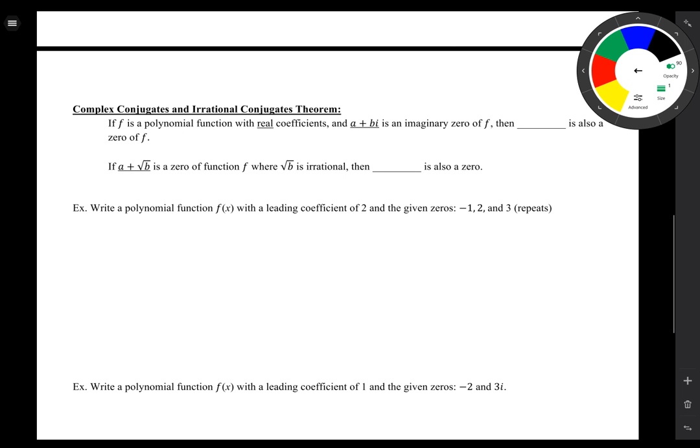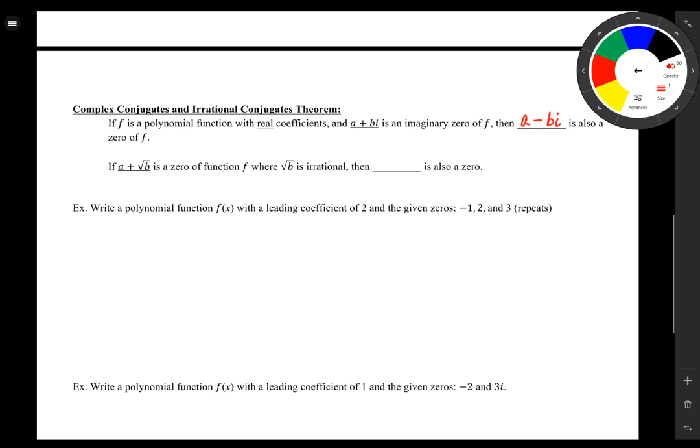If f, or g, or w, or whatever, is a polynomial function with real coefficients, so real numbers, and a plus bi is an imaginary zero of f, then another zero would be a minus bi. If you remember from a previous section in 4.6, when I first introduced imaginary numbers, I talked about conjugates. So if something is 7 plus 3i, its conjugate is 7 minus 3i. The first number stays the same. The second number, the imaginary part, would be the opposite. So it would also be a 0. So you have two zeros right then and there.